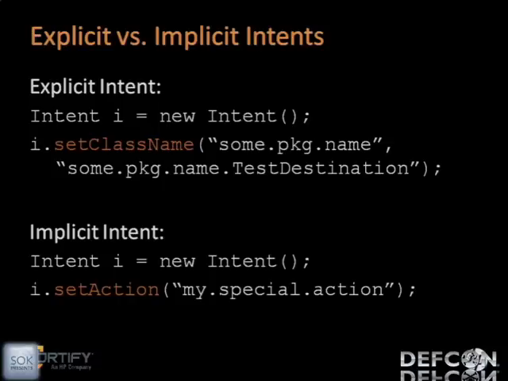So just to give you an example of the code snippets for these intents, in the first example, you see the explicit intent, and you can see that the class name is being set. So that's the destination that's being set. And this intent should be used when the developer has a specific recipient in mind. And in the second code snippet, you can see the implicit intent. So the class name is not being set. Instead, an action is being set. And this should be used when the developer just needs some component to handle a specific task.